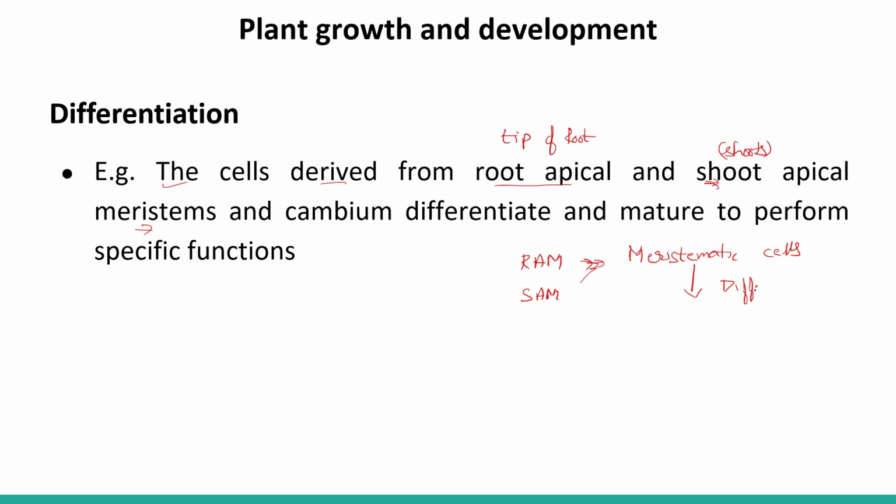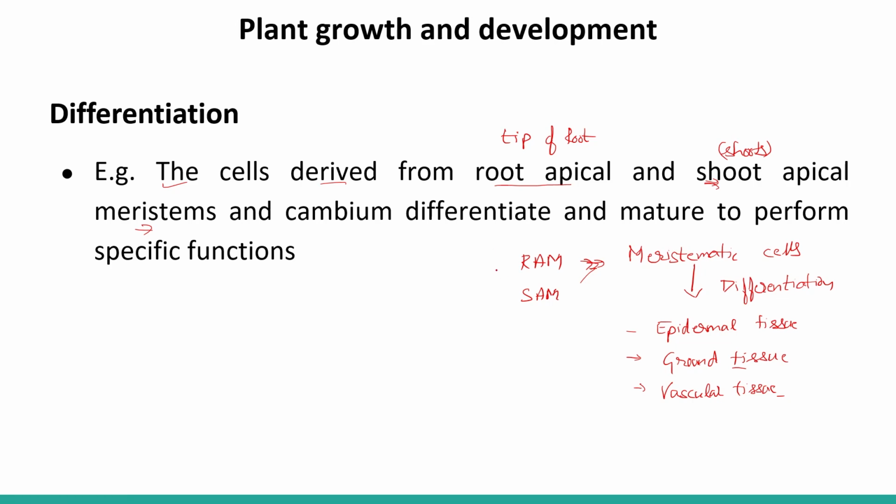Cells in the root apical meristem and shoot apical meristem will undergo differentiation, and what will happen? It leads to the formation of three kinds of tissue. First is epidermal tissue, which forms the epidermis. Then we have the ground tissue, just beneath the epidermal tissue. What is the role of ground tissue? Storage and conduction, or transport. And then we have the vascular tissue, xylem and phloem.